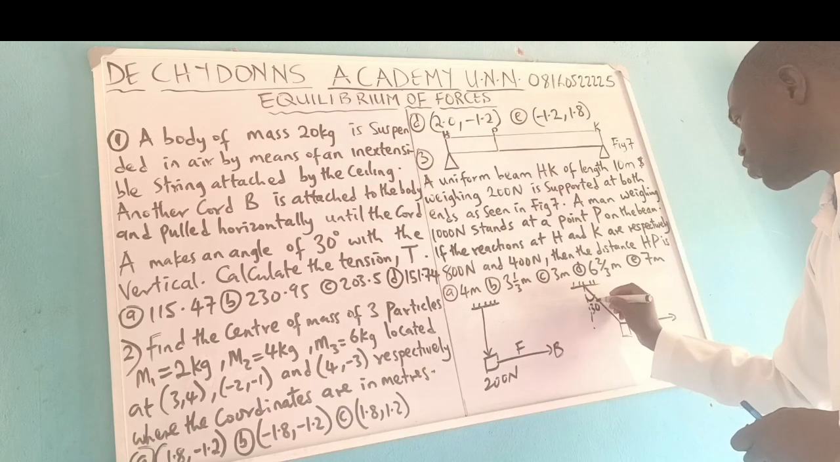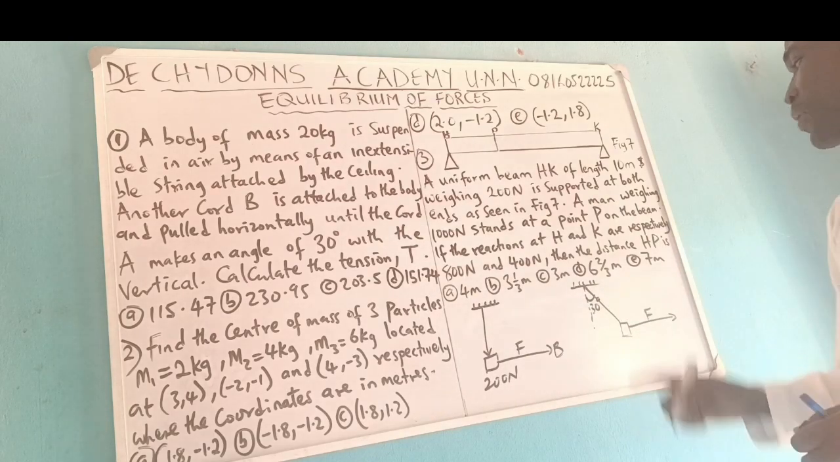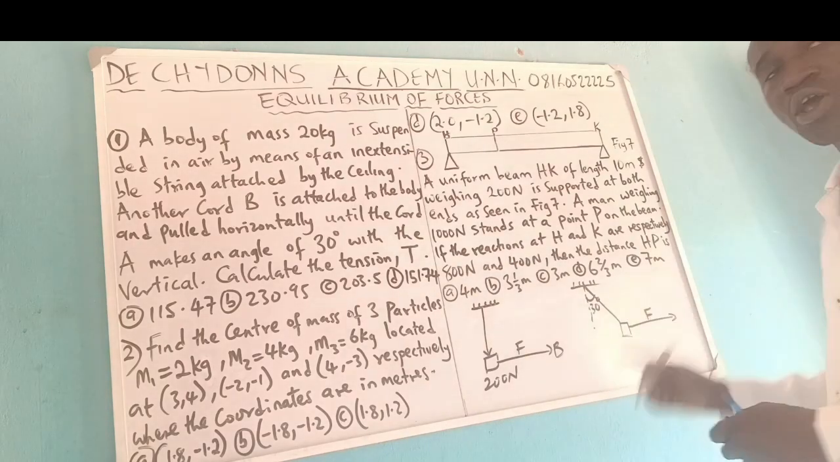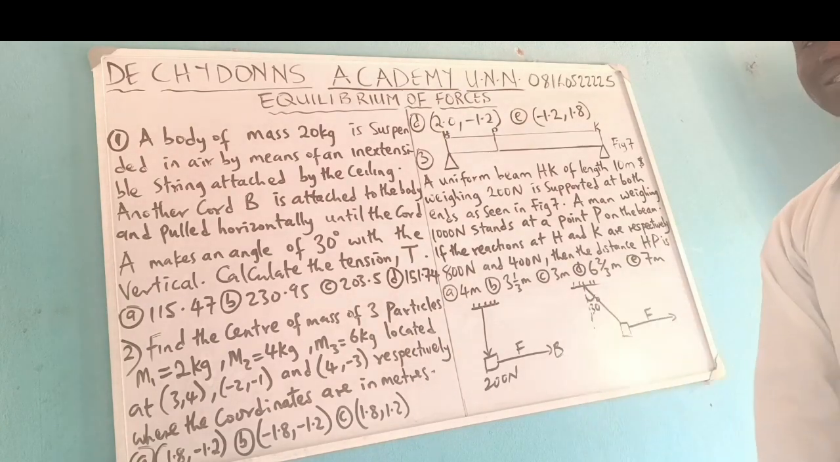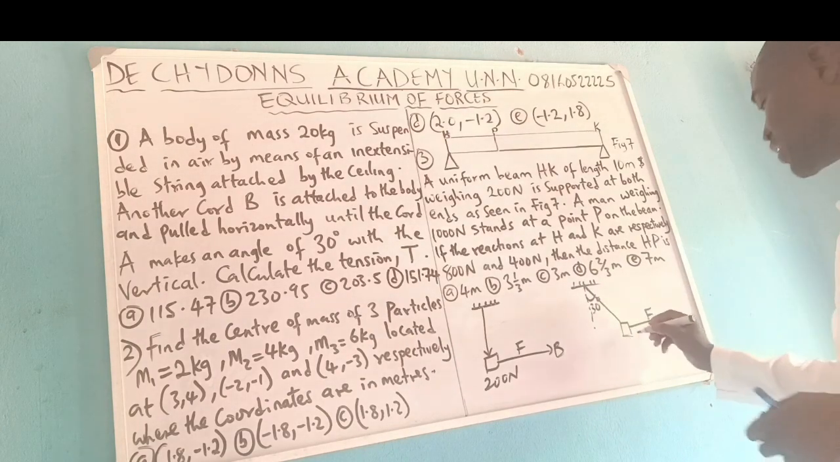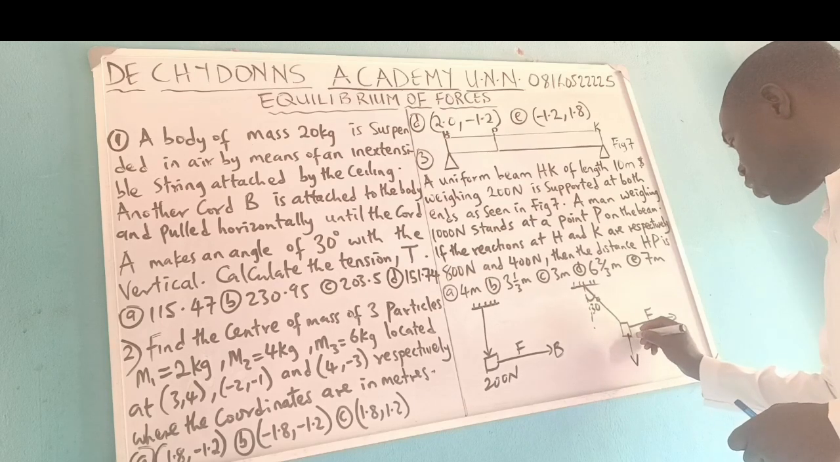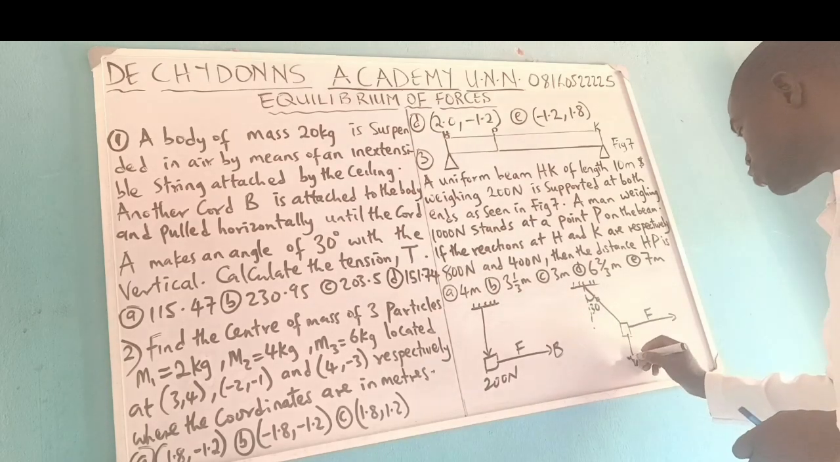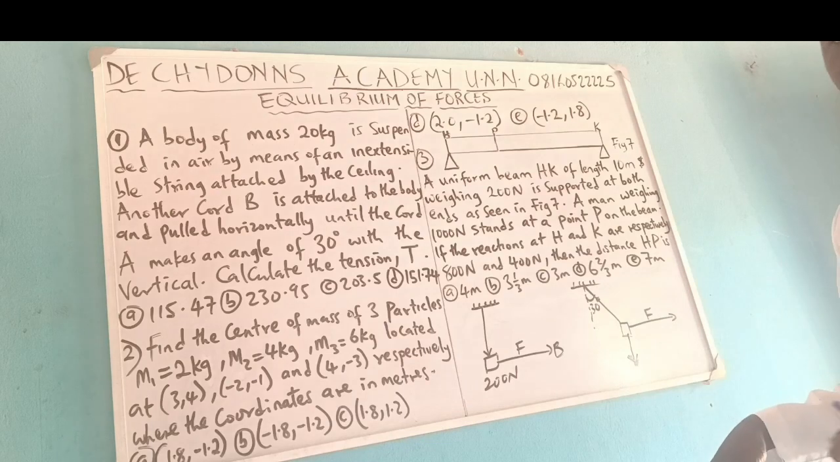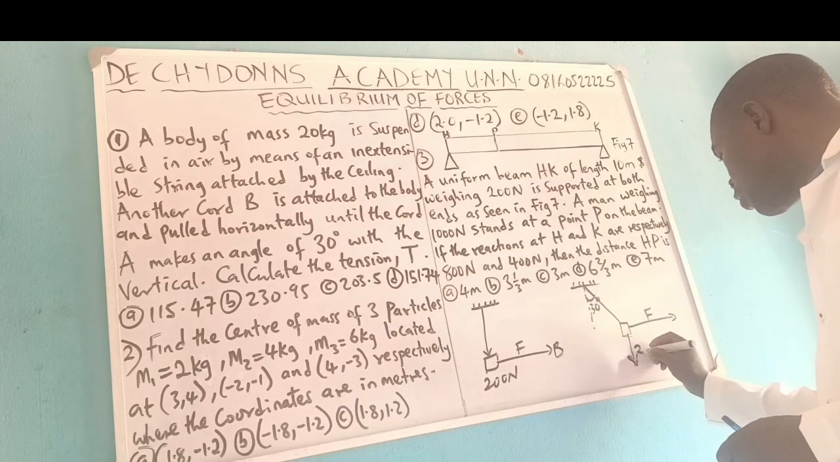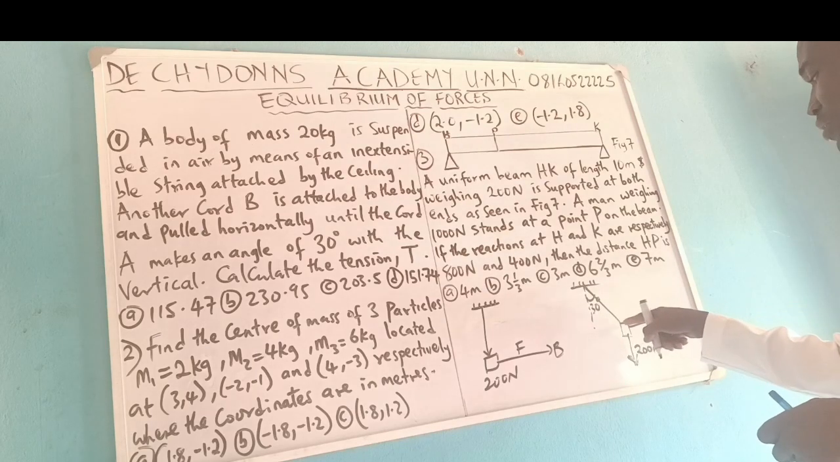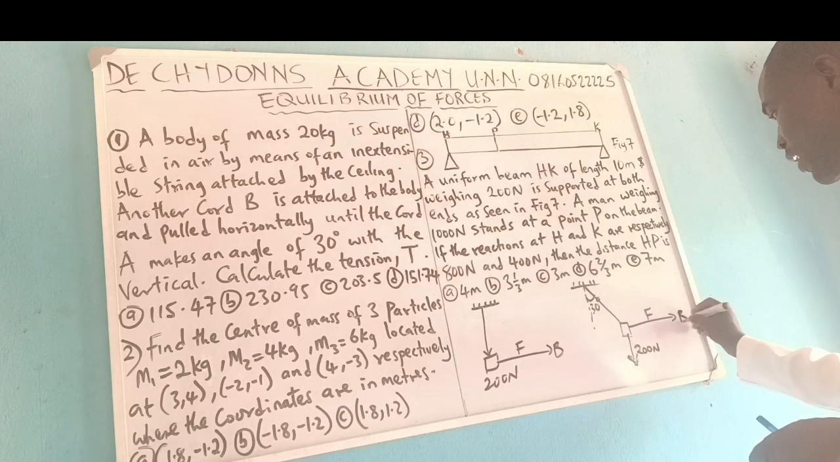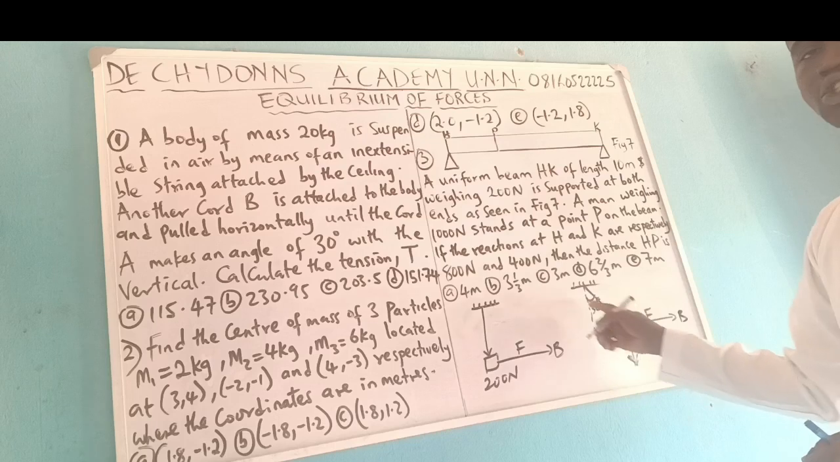30 degrees with the vertical. Remember that every weight of a body acts towards the ground, or is directed downwards. So the weight of this body is going to be acting downward. Here is 200 Newton, and this is the force. The direction of the force moves this way, and this is where the tension comes.